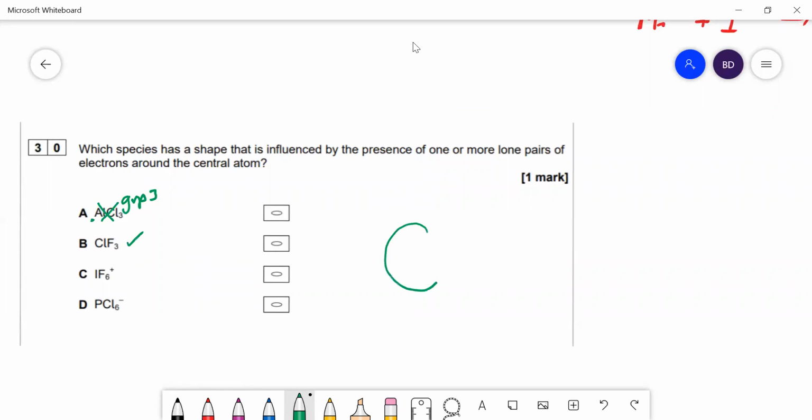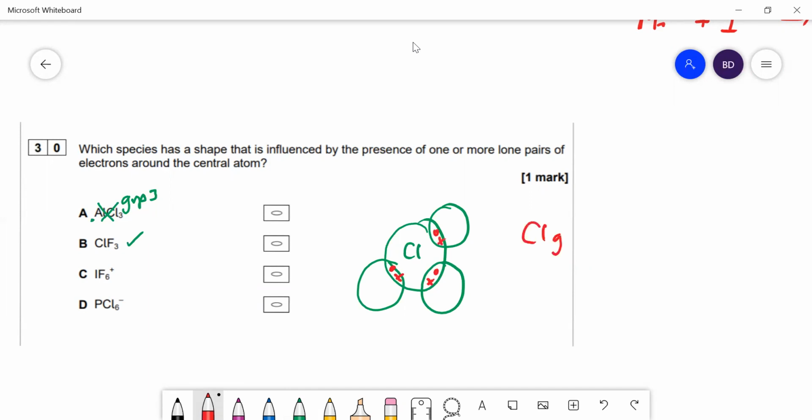So we just draw chlorine. Chlorine's in group 7. I'm going to put a dot and a cross here. I've only drawn 3 of its 7 electrons. So chlorine is going to have 2 lone pairs there, so they will influence the shape of the molecule. Just to show you the other 2 can't do it.